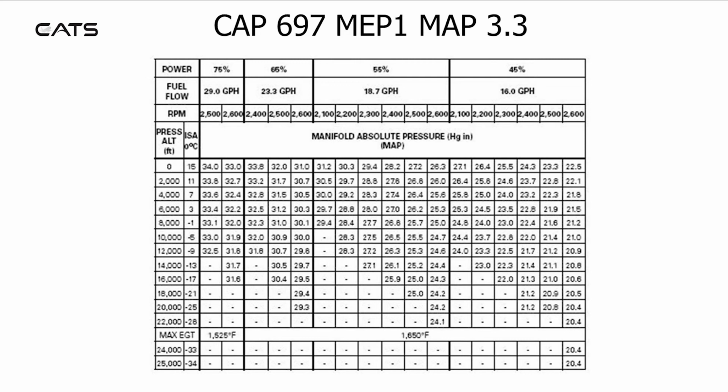Figure 3.3. This is a power setting table. Various powers of 75, 65, 55 and 45% with respective fuel flows in gallons per hour, ranging from 29 down to 16 gallons per hour, which also includes RPM settings. The manifold pressures may be gleaned from the main part of the table for various altitudes and are in inches of mercury.